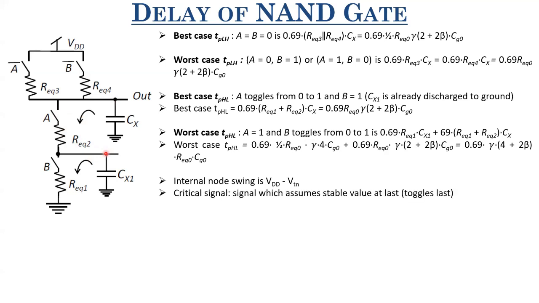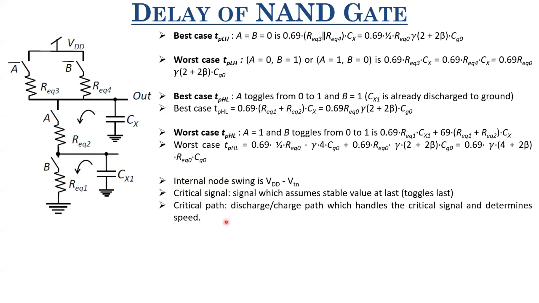Now, there's this definition of critical signal. How do we say that a signal is critical? The signal which assumes a stable value at last, or which changes at last, is called the critical signal for any circuit design. And what is the critical path? The critical path is the charging or discharging path which handles this critical signal, and that in turn determines the speed, right? So this is how we define critical signal and critical path. This critical path is very important because the propagation delay of the entire circuit depends upon the delay of the critical path, and that is something which people try to optimize using automation tools.